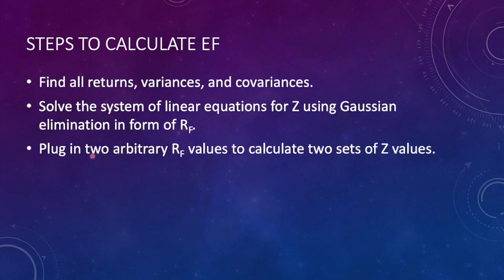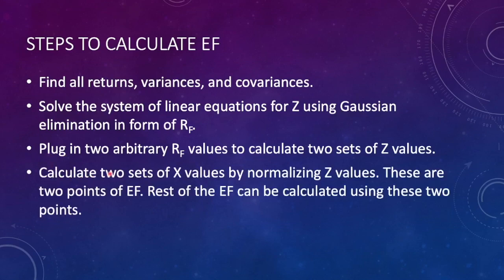And so we'll plug in two different RF values to get two sets of Z values, same as before, and after that it's going to be the same as the last procedure. We can calculate the set of X values by normalizing those Z values. These 2 points are basically 2 points on our efficient frontier, and the rest of the efficient frontier is just any combination of these 2 points. Okay, so that's pretty much it.